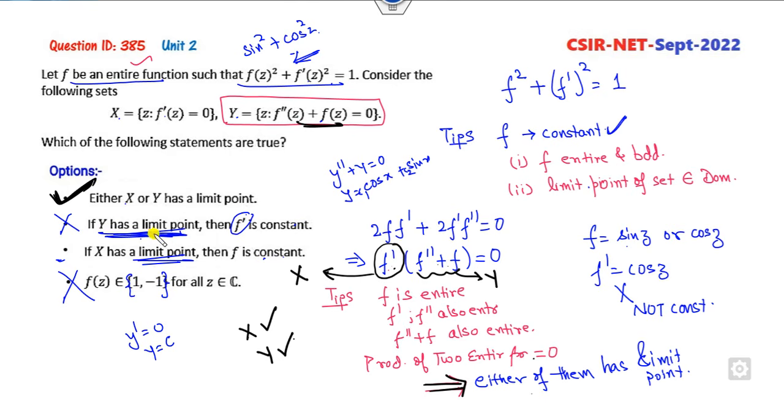But we already proved that y does not have a limit point because of this property, f is here, so this option is cancelled. If x has a limit point, it means this f must be a constant, and we already proved what is the nature of the f? It's a constant. So this is also the right answer. So A and C are my correct options.